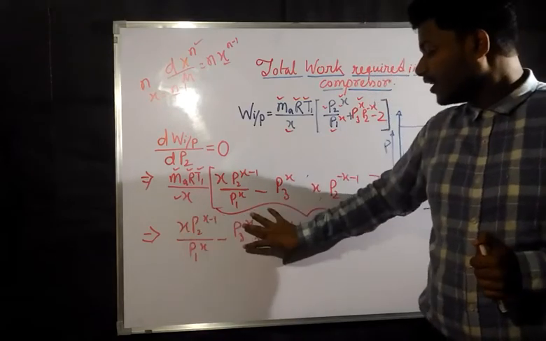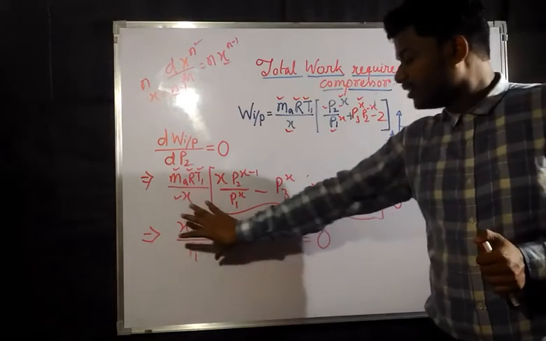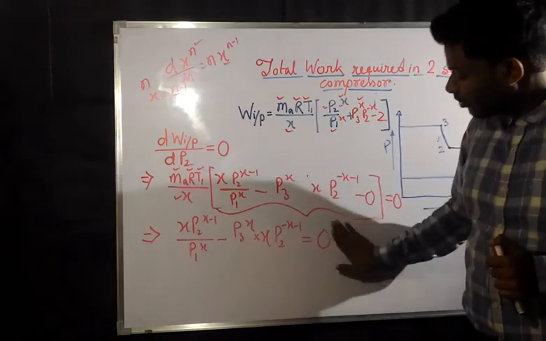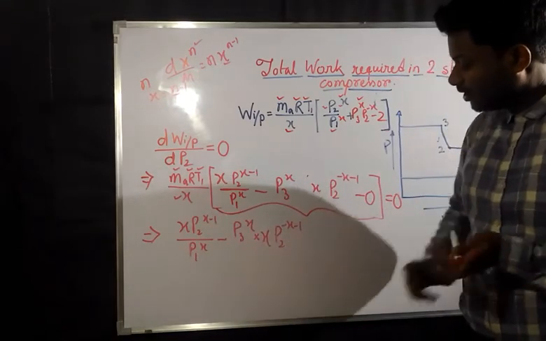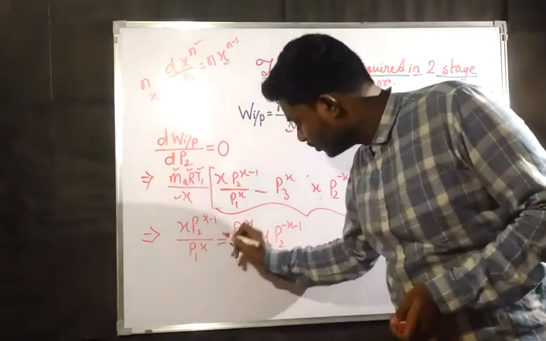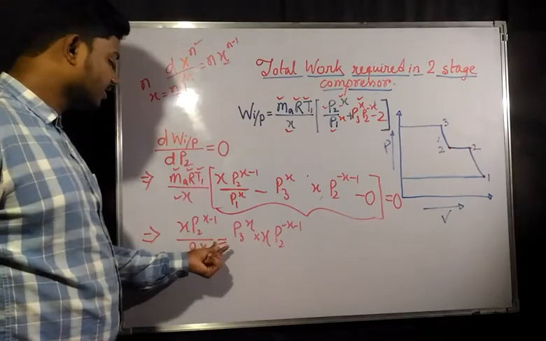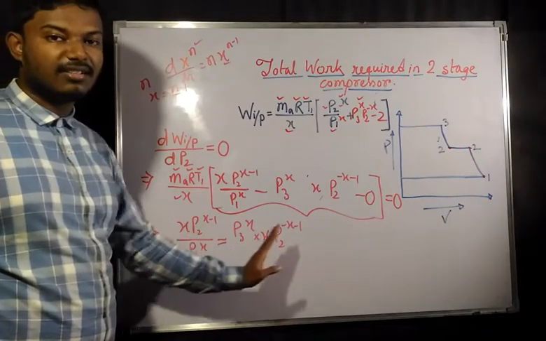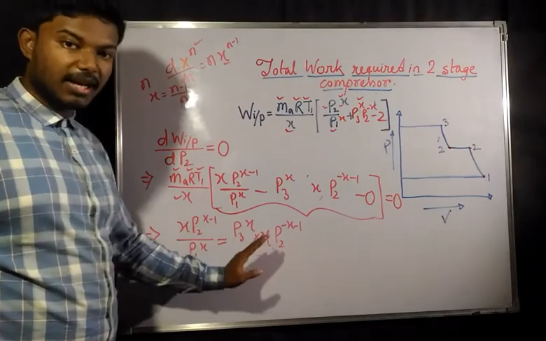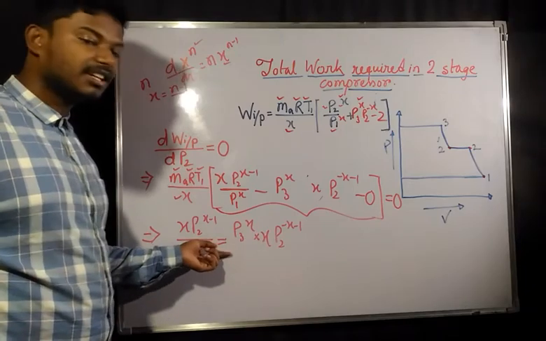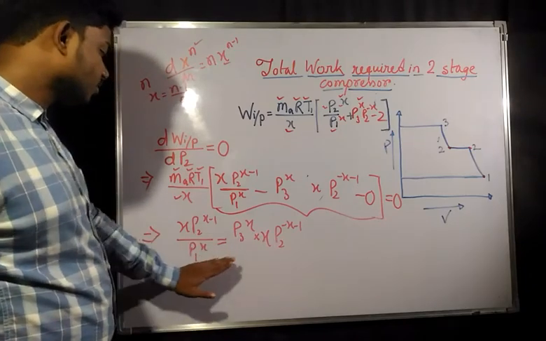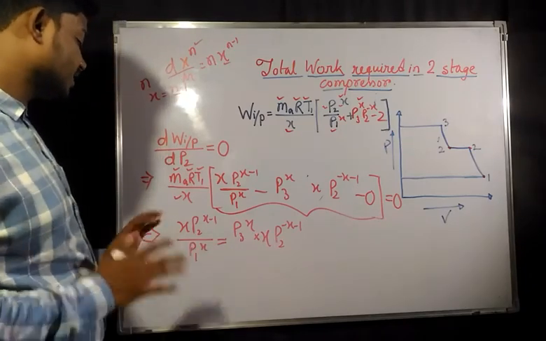One thing minus another thing is going to be 0, that means this thing and this thing must be equal. So instead of writing equal to 0, we can put an equal sign here. There was a minus sign, and after going to the other side of the equal it becomes positive. So we have converted that minus sign into an equal sign. This is going to be the final condition.